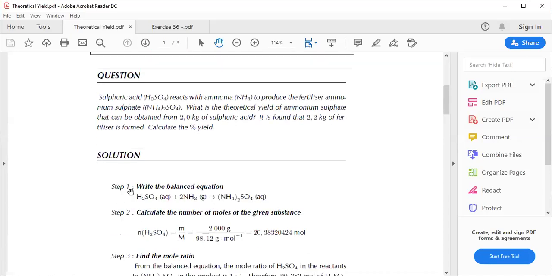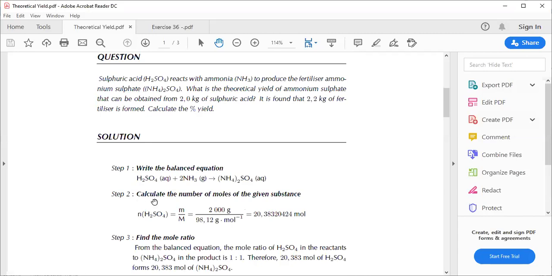First one, what do we do? Write the balanced equation. So here you're not given the equation. You have to make the equation from the statement that is given. So you're told sulfuric acid reacts with ammonia. Those are your reactants. To produce, that is your product. So that's what you're going to write. And make sure you balance it.